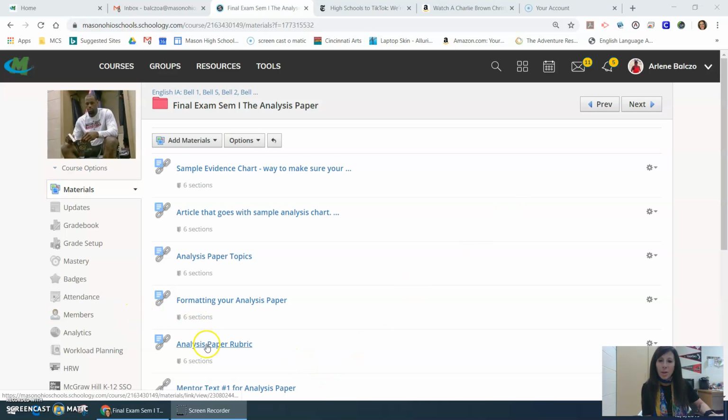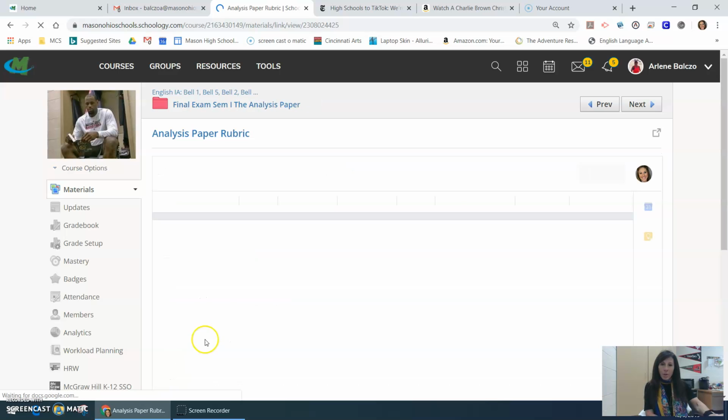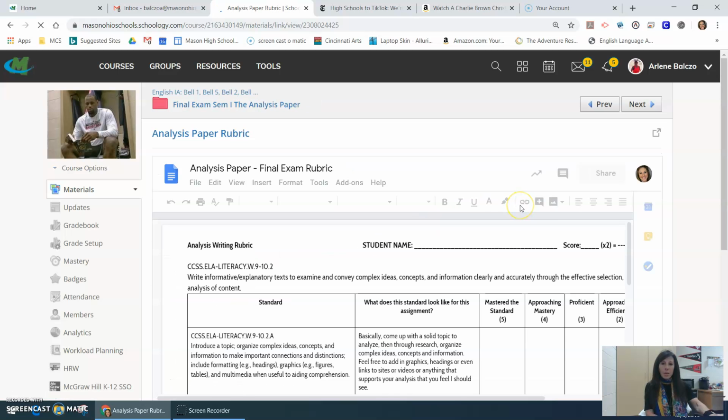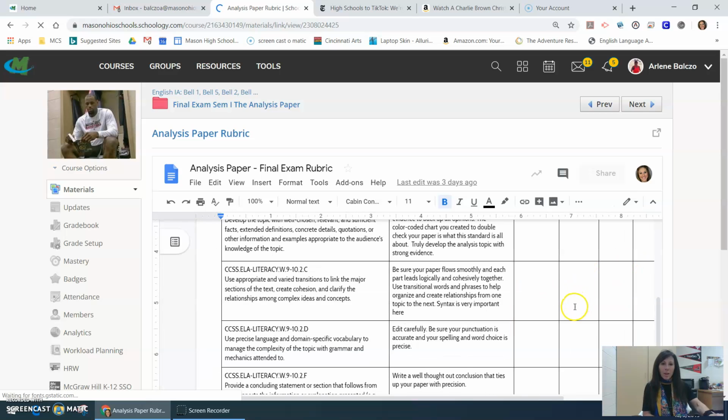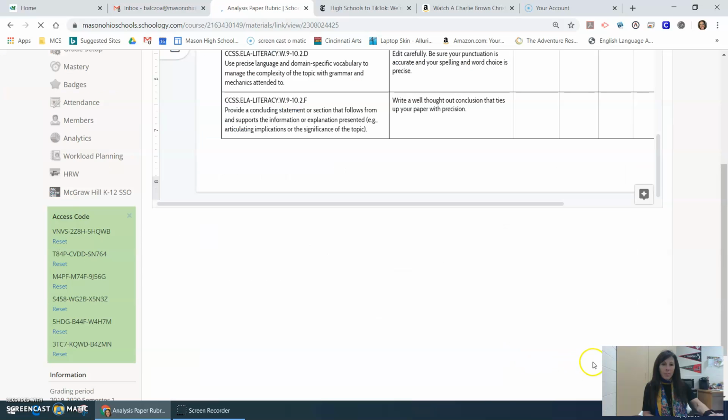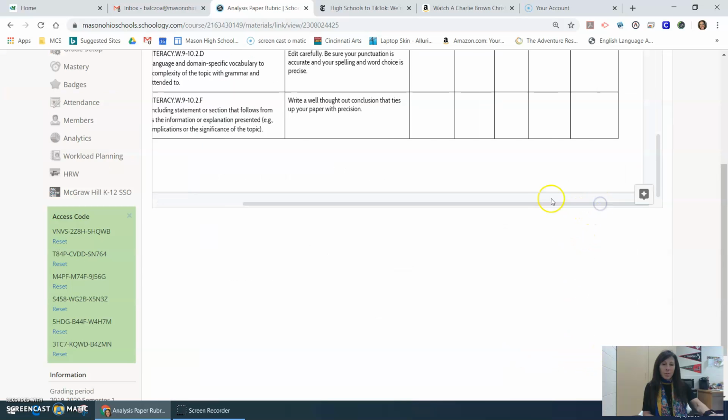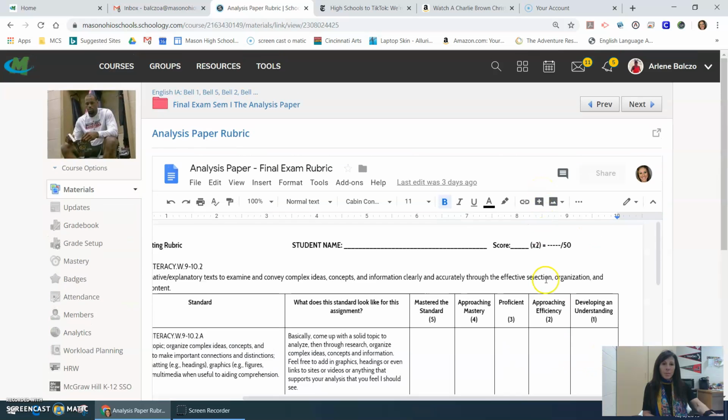That will be worth, I believe it's 50 points, but you know what? Let's check. Here's the rubric. So I'm going to open that up really quickly. And it looks like, let me move it over. There it is, 50 points. So obviously I have the rubric online. You can look at it.